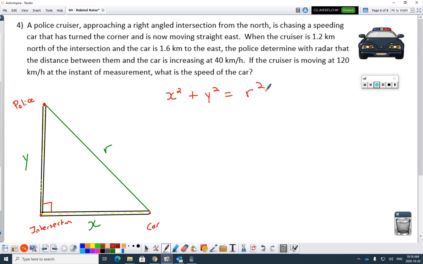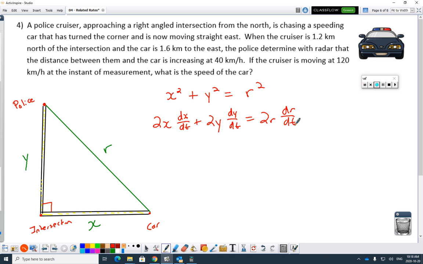Take the derivative with respect to... the question screams what derivative we're talking about. Kilometers per hour. And like most of the related rates questions in this section, it's time that's on the bottom. So we've got to take the derivative of x squared plus y squared equals r squared with respect to time. Watch how it goes. Derivative of x squared is 2x, derivative of the inside, dx dt, plus 2y dy dt equals 2r dr dt.